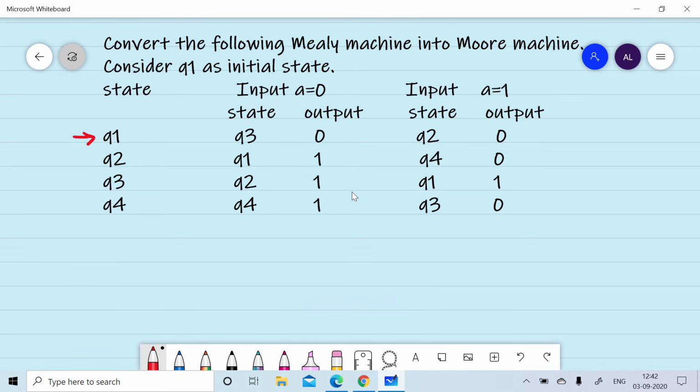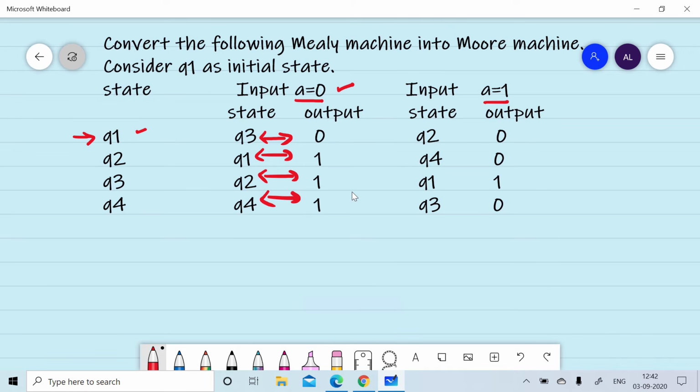Q1 is given as the initial state and the input symbols are a is 0, a is 1. This is a Mealy machine because the output depends upon the state as well as on the input symbol. Now we want to convert this Mealy machine into Moore machine. So in the first step, we will associate output with each state using each input symbol.